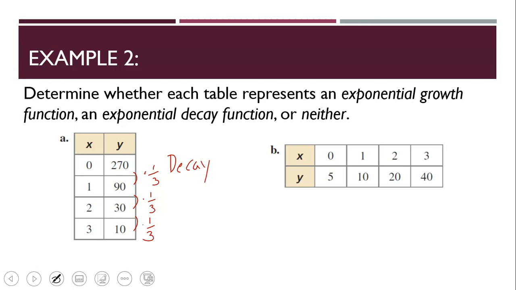In example B here, we see that we're multiplying by 2. 5 times 2 is 10. 10 times 2 is 20. 20 times 2 is 40. So because we're multiplying by a value that's above 1 here, this would represent a growth factor. So it's all about looking at your y values and determining whether or not you're getting closer to 0 or you're getting further away from 0. If you're getting closer to 0, it represents decay. If you're getting further away from 0, it represents growth. Same idea even if you were to go into a negative direction.